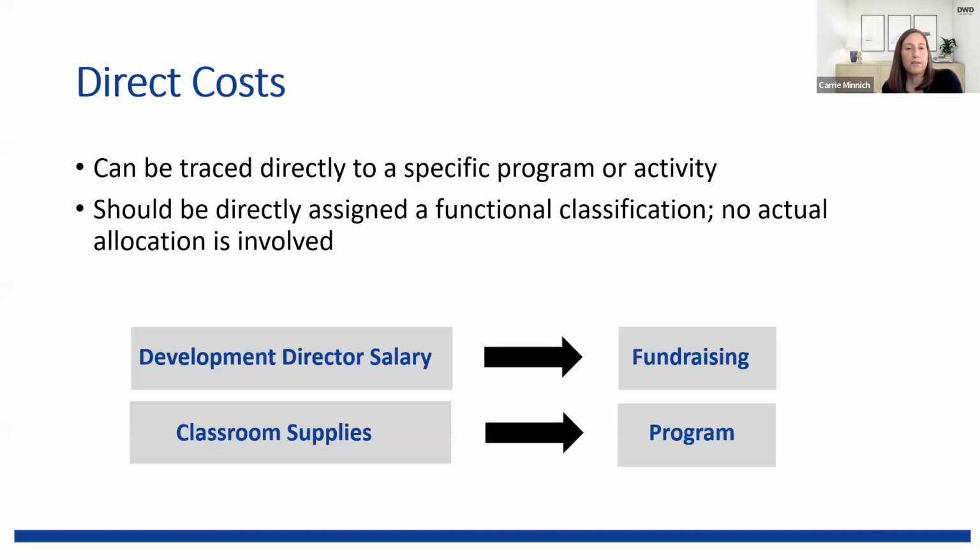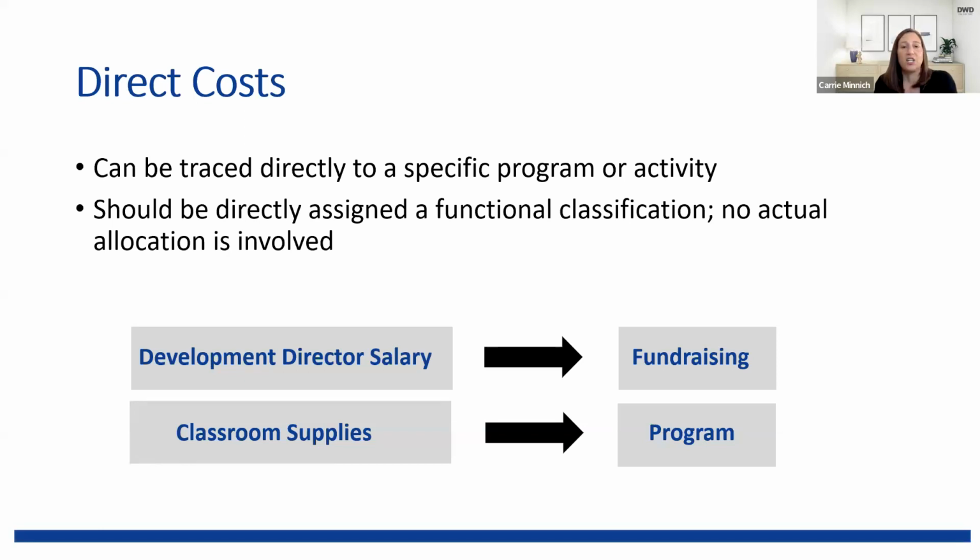So we've talked about the different functions. So now, of the expenses, there are direct costs and indirect costs. Direct costs can be traced directly to a specific program or activity. And those were the expenses that I talked about briefly under each of the functions. So for example, your development director's salary: they only work on one thing normally, fundraising. So all of their salary and benefits is going to go directly to the fundraising function.